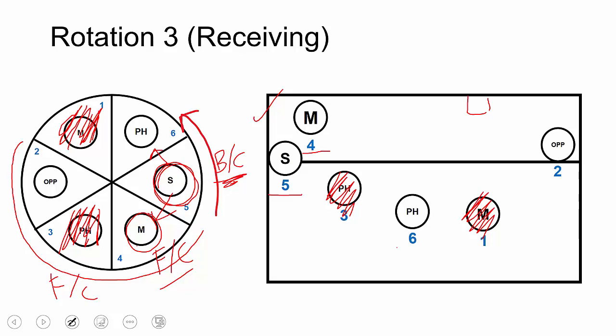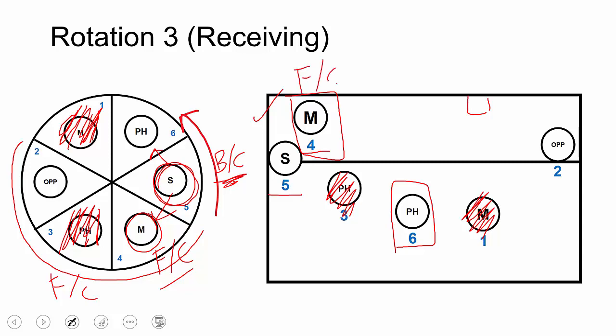All right, is the setter in between the middle and 4 and the pass hitter in 6? So we see the pass hitter in 6 is here. The middle is here. Yep, and you see the setter is in between. Remember, front court and back court, it doesn't really matter if the setter's to the left or the right, if the middle's in front court.